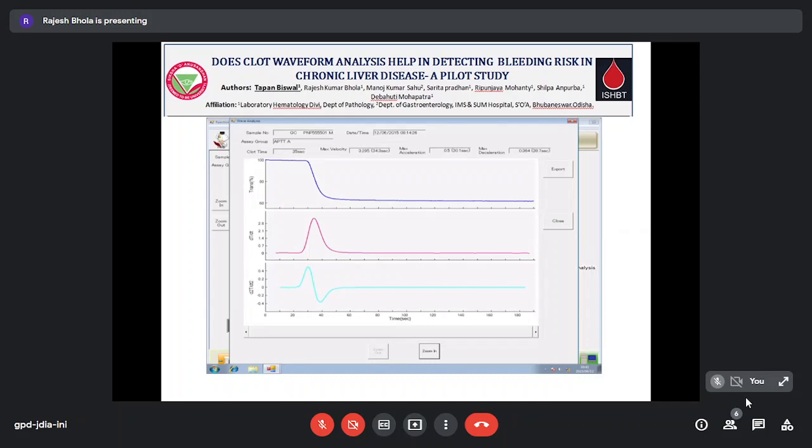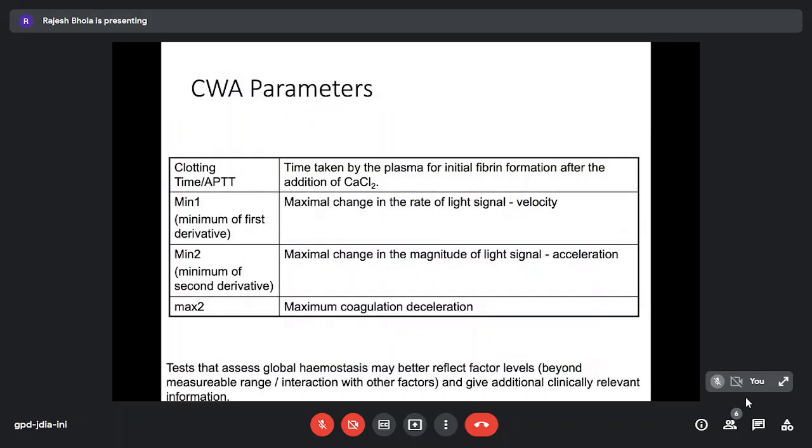Some way the clot waveform analysis depicts global hemostasis in routine coagulation testing. So these clot waveform parameters are there. Number one, the clotting time. It is the time taken for initial fibrin formation in the plasma after the addition of calcium chloride. But what the waveform indicates is the mean one, mean two, and max two.